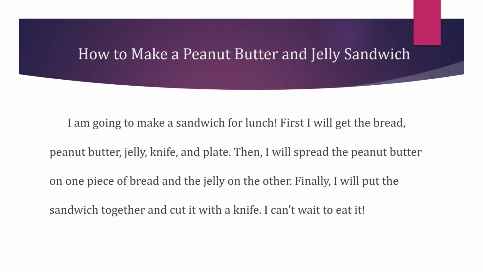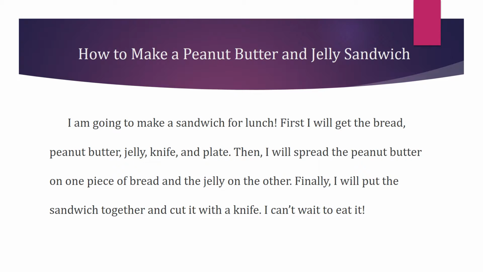Yesterday in class, we wrote a paragraph about how to do something step by step. We wrote a paragraph called How to Make a Peanut Butter and Jelly Sandwich. Let's read it together. I'm going to make a sandwich for lunch. First, I will get the bread, peanut butter, jelly, knife, and plate. Then I will spread the peanut butter on one piece of bread and the jelly on the other. Finally, I will put the sandwich together and cut it with a knife. I can't wait to eat it.